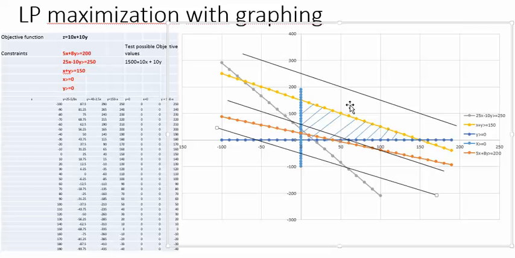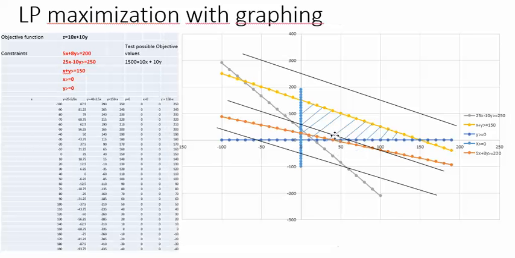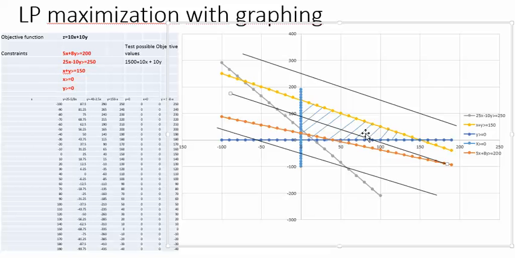Some of these lines will cross the region, like this one, and some of these will not cross the region. The lines that do not cross the region are not going to give you a maximum value. The maximum value will be found on the lines that cross the region. If you take this black line now and you move it around, all the points that the black line has in common with the region are going to be solutions for the objective function, not maximum though.